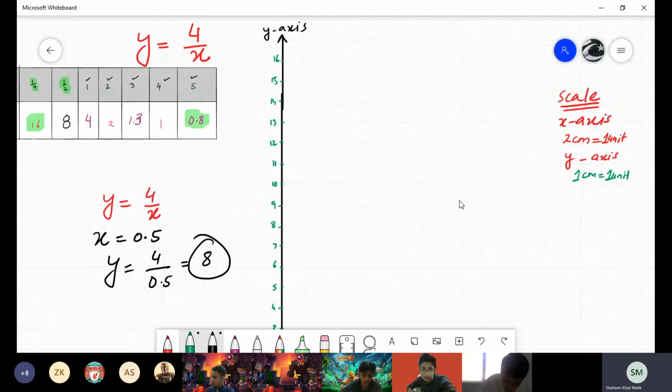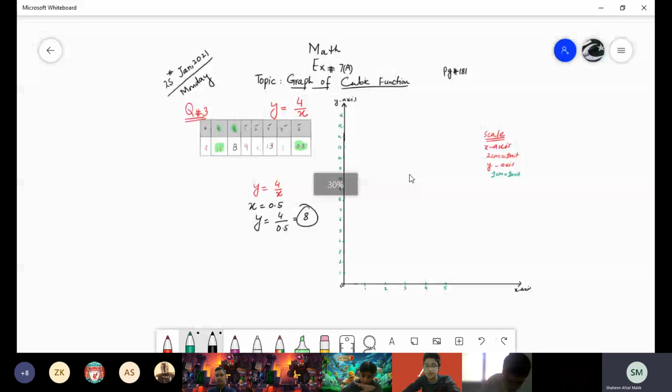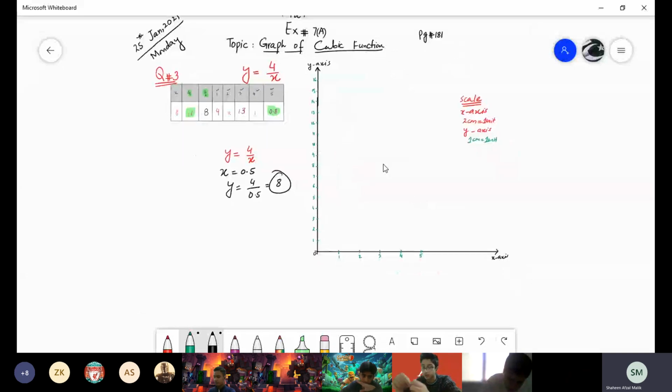Have you done with this one? Boys, have you done? Ma'am, is there any use of drawing the negative side? No, no need. Because we don't want it, so why would we draw the negative side? Yes. So can we draw the graph now?